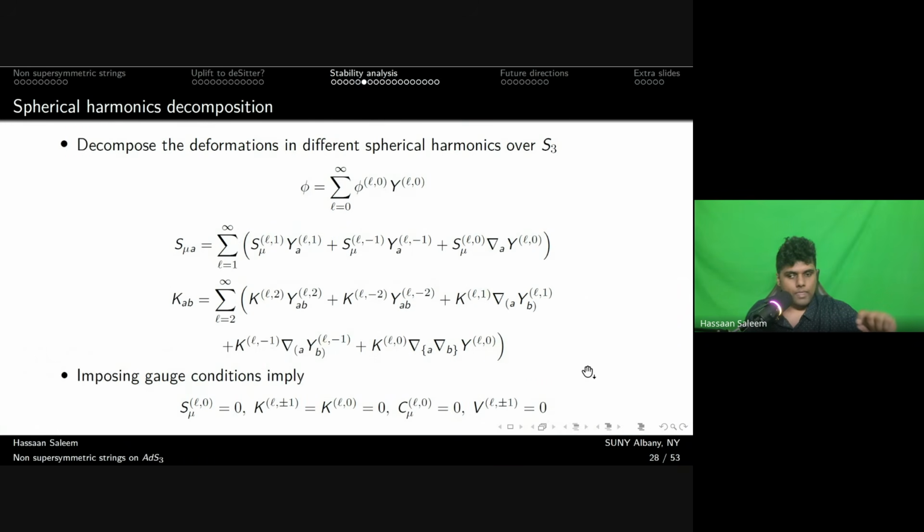So if you break down your fields in terms of spherical harmonics, the fields that have a zero in the second argument here are called scalar fields. If you have fields that come with 1 here or -1 here, they are called vector fields. And you can already see that, for example, here, S is a vector. It's S mu. If you have any fields that have 2 here, they are tensor fields, but I'm not writing it down here.